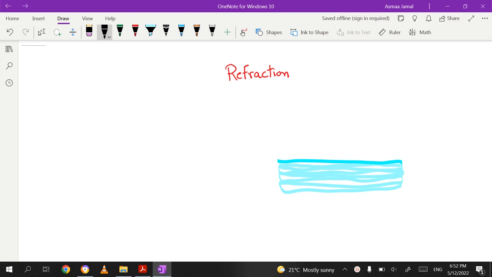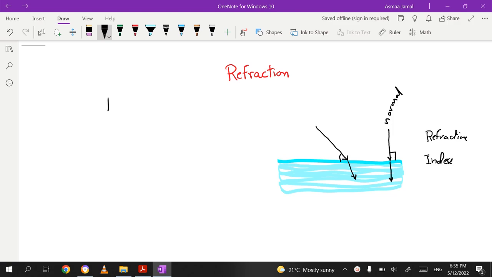Refraction occurs when the light travels between different media, and each one of those media has a different refractive index. But for that to happen, the angle of the incident light should not be 90 degrees. Otherwise, if the incident light fell at a surface with 90 degrees, there will be no refraction. So this one is normal incident.